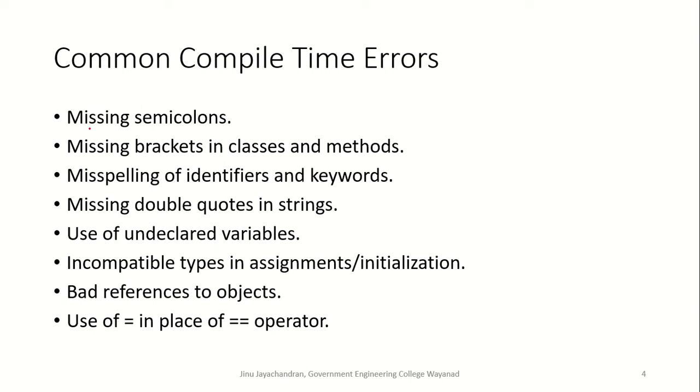So we can list some compile time errors. The most frequent one is that semicolons will be missing. Sometimes the brackets also will be missing. For example, there will be a mismatch of brackets. The number of starting brackets should be equal to the number of closing brackets. If they are not equal, that is called a mismatch. That occurs usually in classes or methods. Or misspelling of identifiers. For example, you might have declared a variable a1 and everywhere you have used the variable as a. That is misspelling of an identifier.